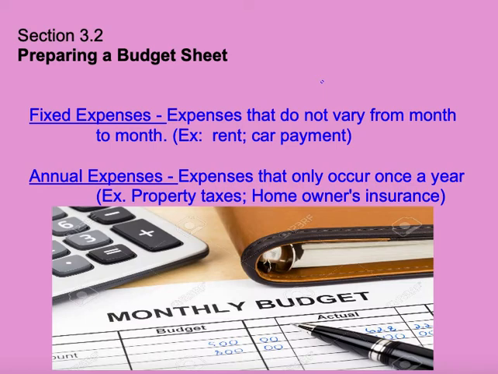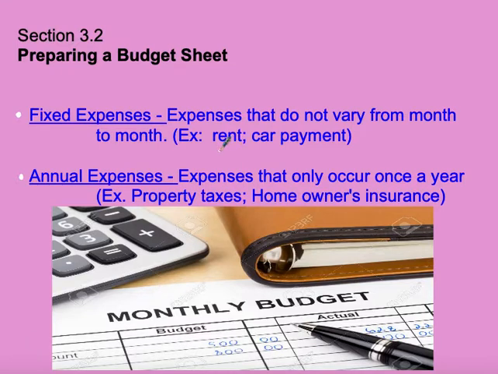So continuing our chapter on record keeping, today's lesson is going to talk about preparing a budget sheet and understanding how to add all of our expenses together. So our first expense that we're going to distinguish between is a fixed expense and annual expenses. So fixed expenses are those expenses that never change every month. Every month you pay a set amount.